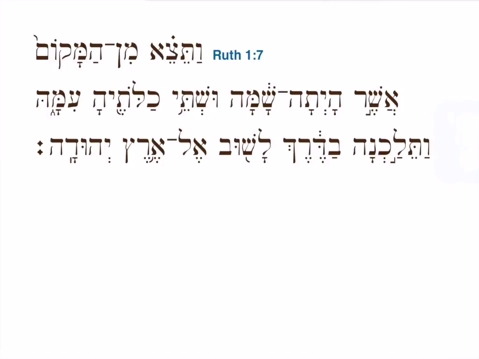In our second installment for Ruth 1:7, we're going to begin after the Pashta. We're going to read to the Athnach. Asher hayata shema ushte kaloteha ima.